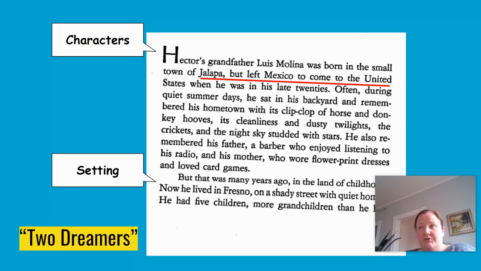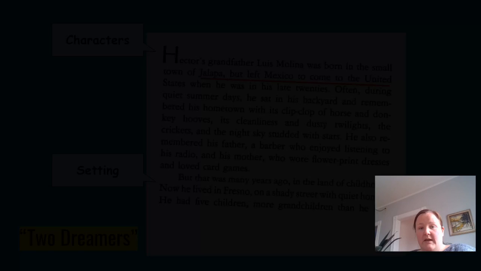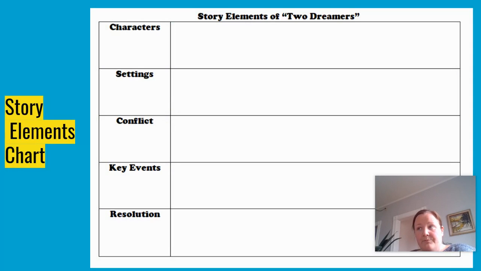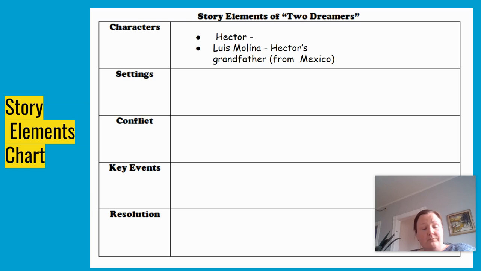Now we're going to go ahead and go on to the graphic organizer, which is what is due to me for today. So in your packet, you see a chart that looks just like this. Story elements chart. You need to go ahead and provide me the story elements of Two Dreamers. So I'm going to help you out and get started. In the first two paragraphs, we were introduced to Hector. I put a dash there. I know that you're going to be able to fill in more information about Hector as you read the story.